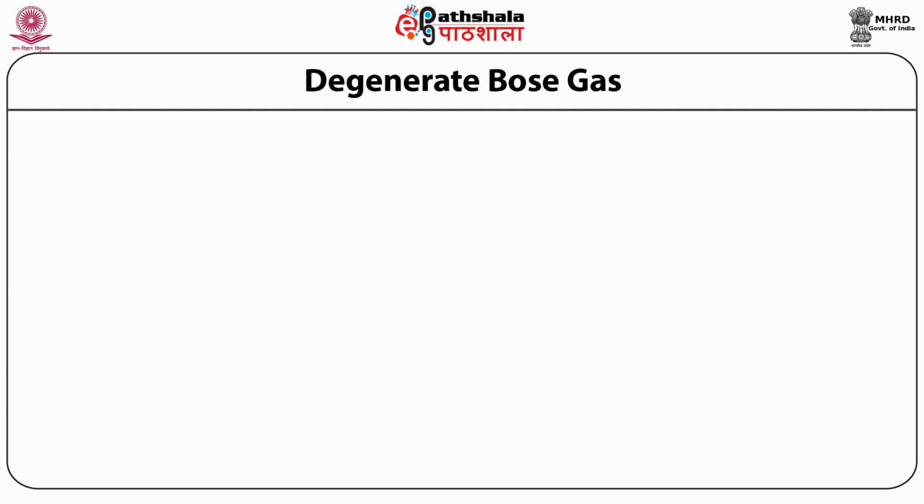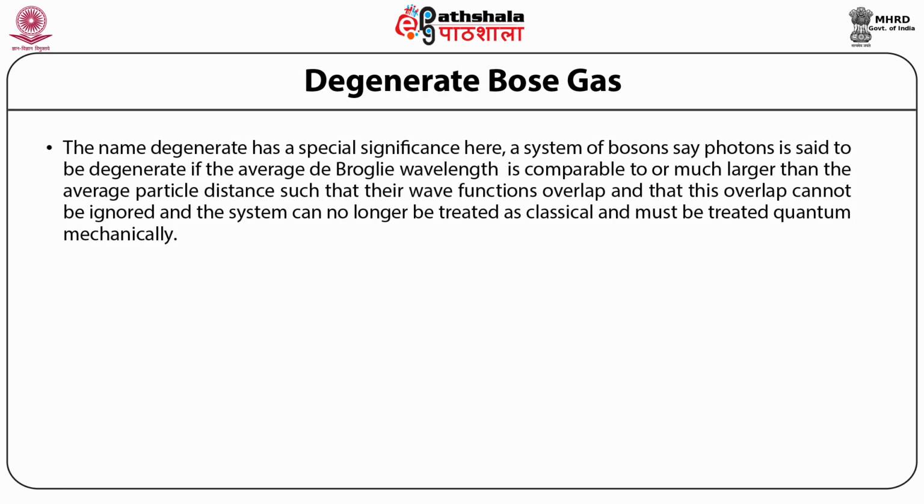Degenerate Bose gas. The name degenerate has a special significance here. A system of bosons, say photons, is said to be degenerate if the average de Broglie wavelength is comparable to or much larger than the average particle distance, such that their wave functions overlap, and this overlap cannot be ignored and the system can no longer be treated as classical and must be treated quantum mechanically.